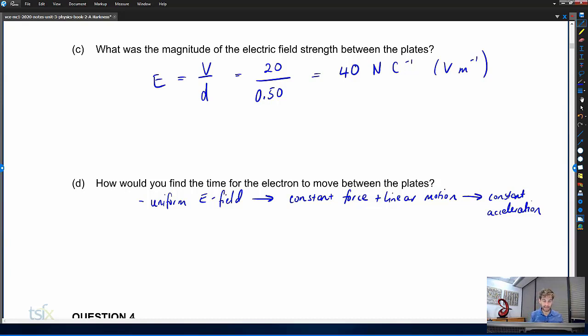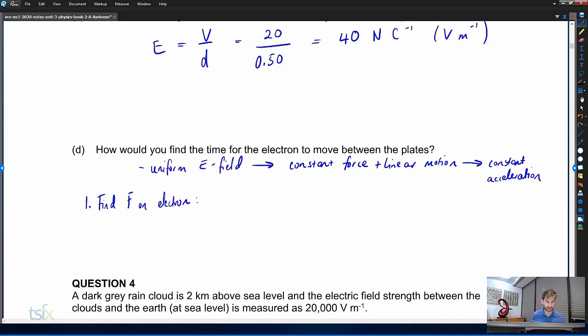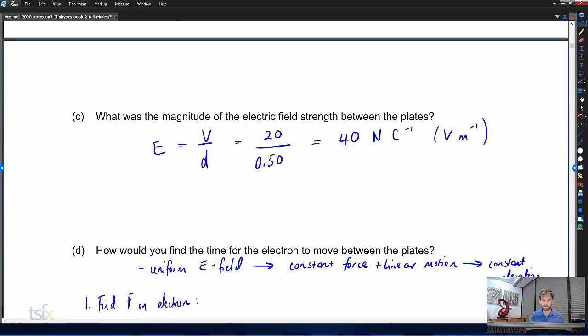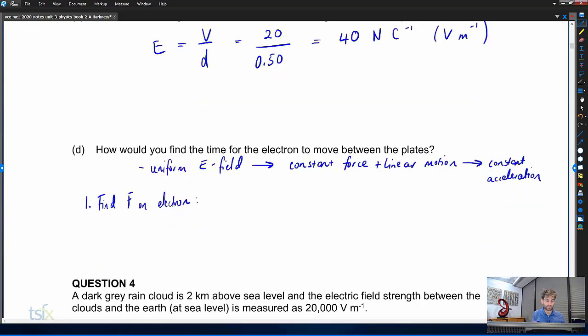So we can figure out what the acceleration is with the force. So we need to find what that force is. So step 1, find the force on the electron. So I'll do the steps in blue and then the actual working for it here in black. I haven't left myself heaps of room, but we'll make do. So we can find force as QE is probably the easiest way.